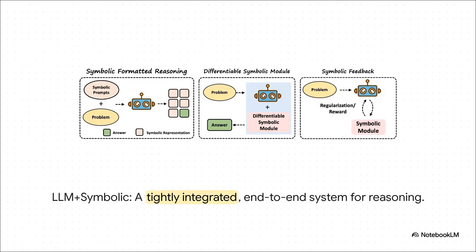And finally, that brings us to the third and, honestly, the most ambitious approach, LLM plus symbolic. This is not about teaching or just using tools anymore. This is about creating one single, deeply blended system. Here, the neural parts and the symbolic parts are built to work hand in hand from start to finish, and they're both optimized together for whatever task they're doing.